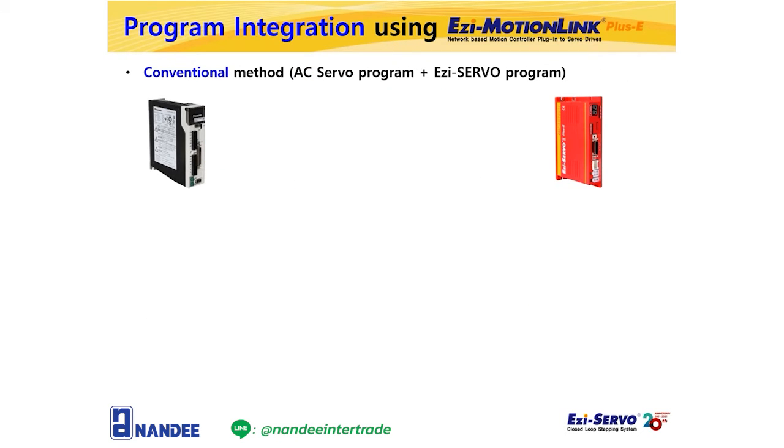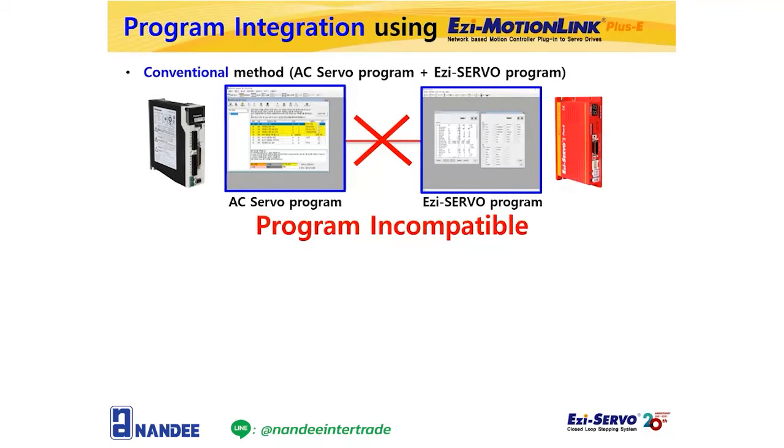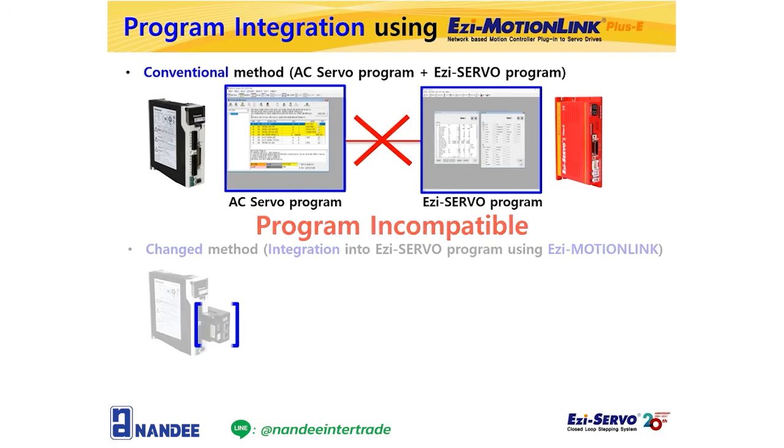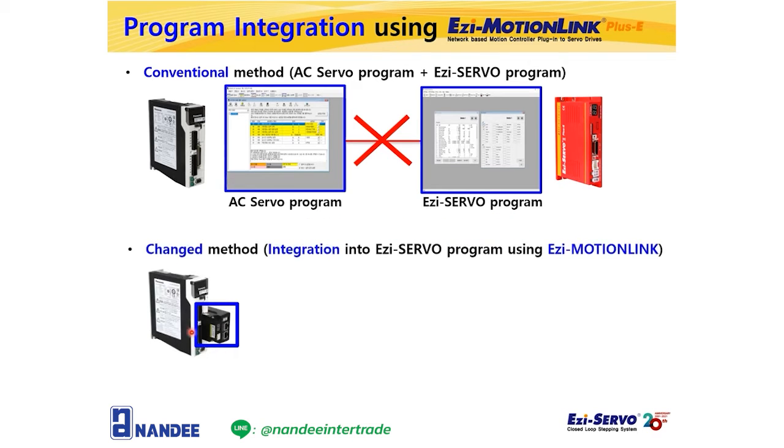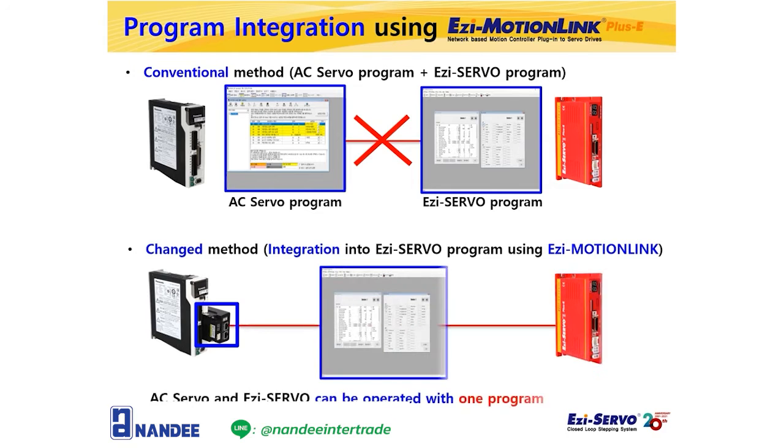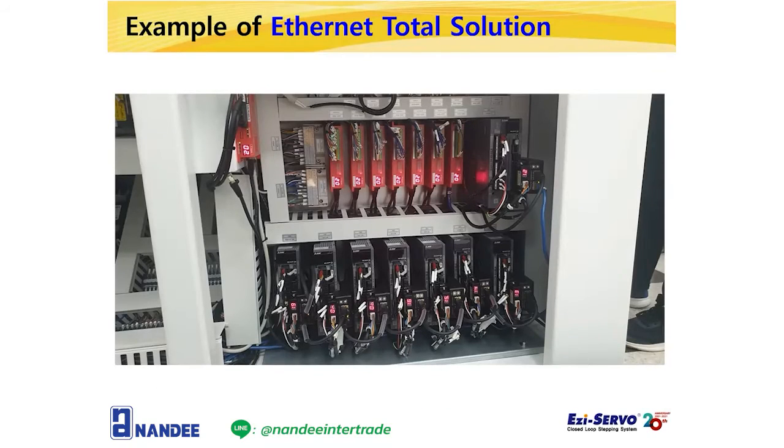Also, I mentioned that 2 different software environments were required to control 10 axes of Easy Servo and 5 axes of AC servo. But if the customer uses EZ MotionLink, 5-axis AC servo can be used in the same Ethernet network and software environment using the API of Easy Servo. In other words, a total of 15 axes can be operated with one program. I will show you a practical application example.